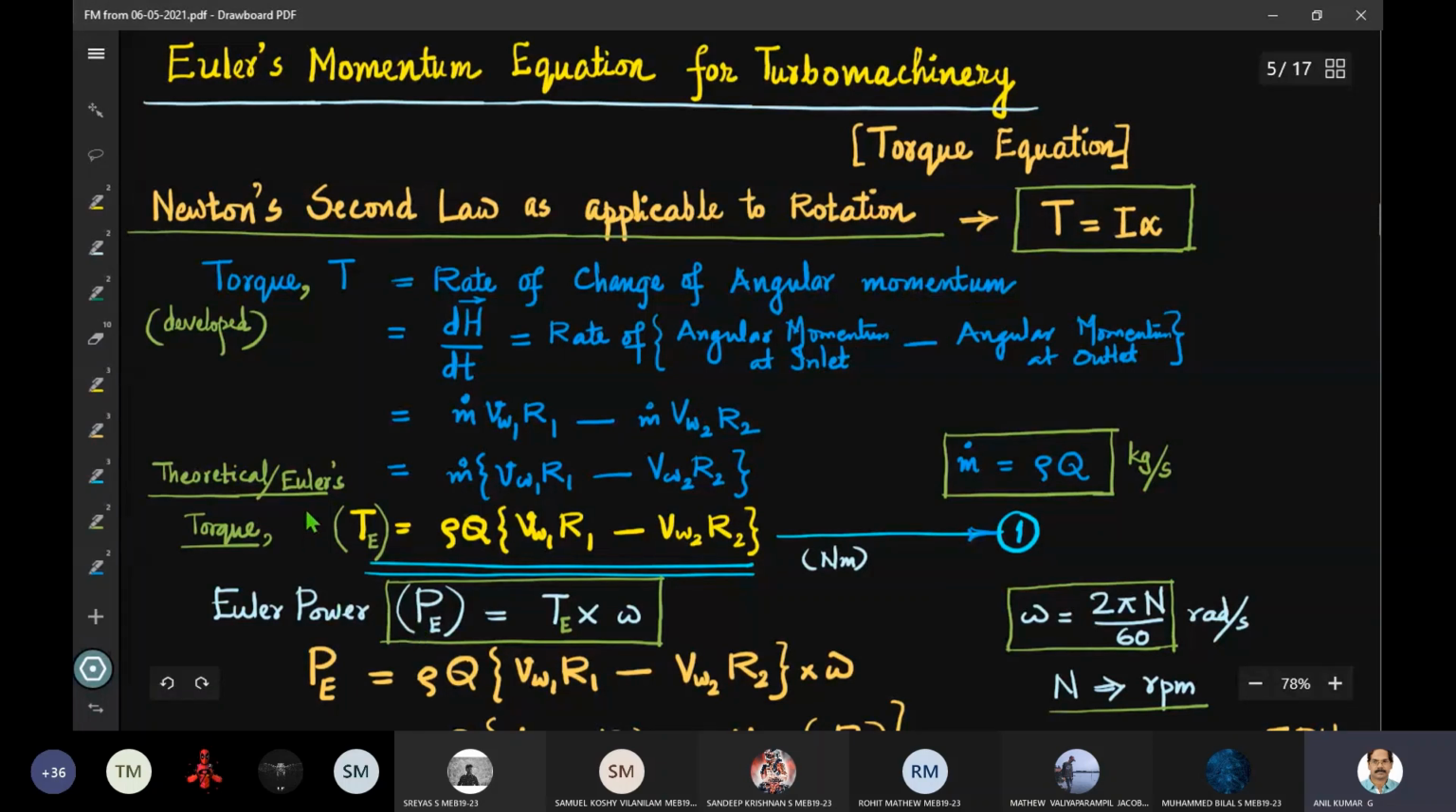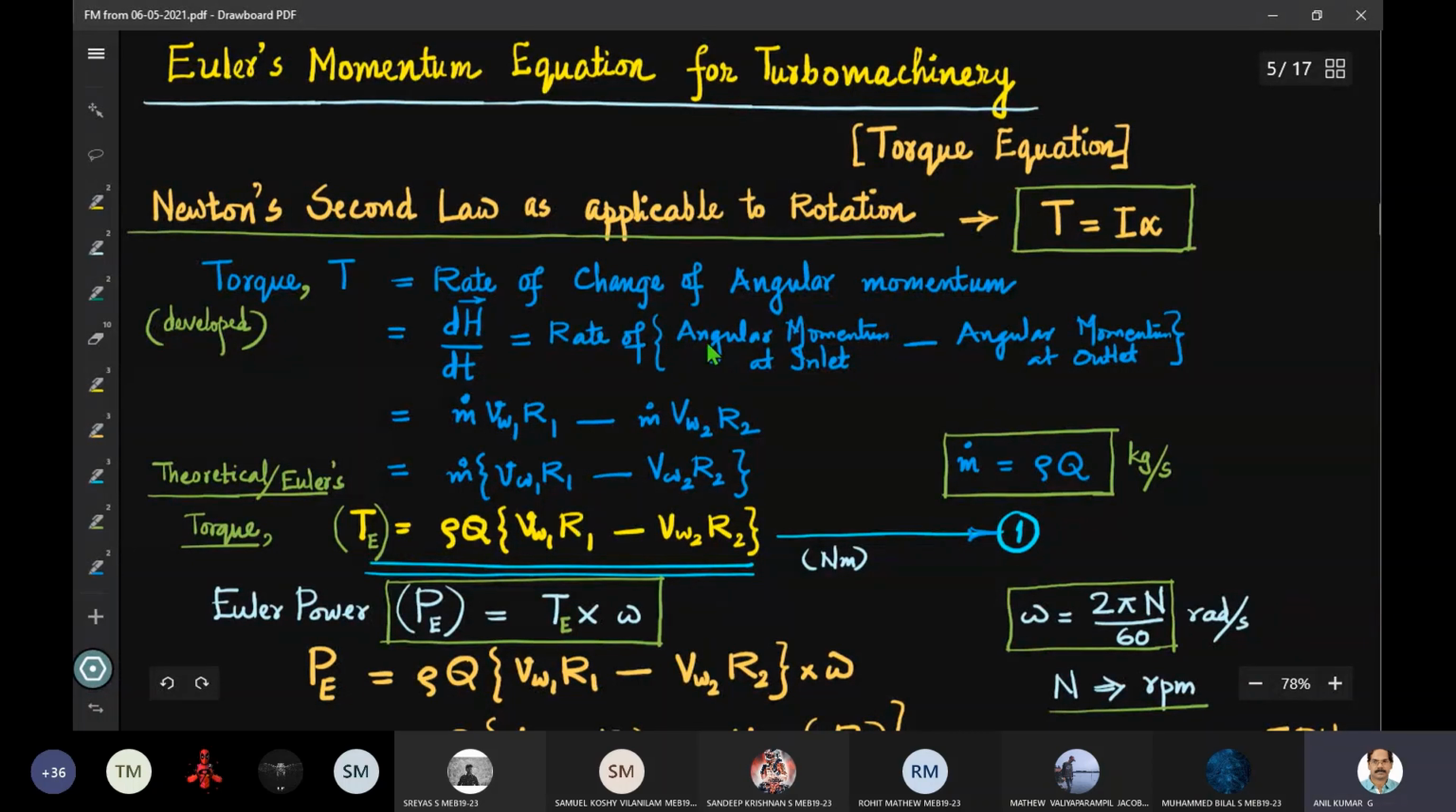So the torque developed when the jet strikes the vanes fitted on a wheel and the wheel rotates, which is the torque or twisting moment we are trying to find, is equal to the rate of change of angular momentum, the rate at which the change of angular momentum takes place. That is, angular momentum of the fluid at inlet minus angular momentum of the fluid at outlet, divided by time.